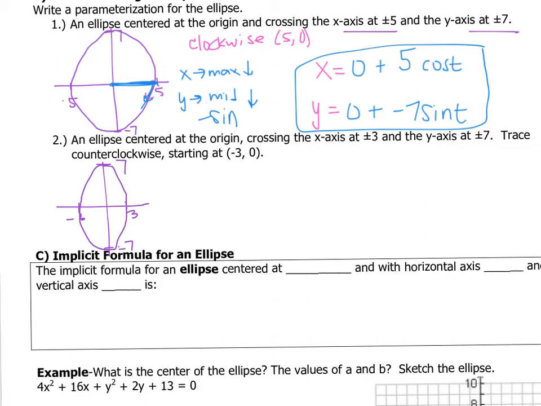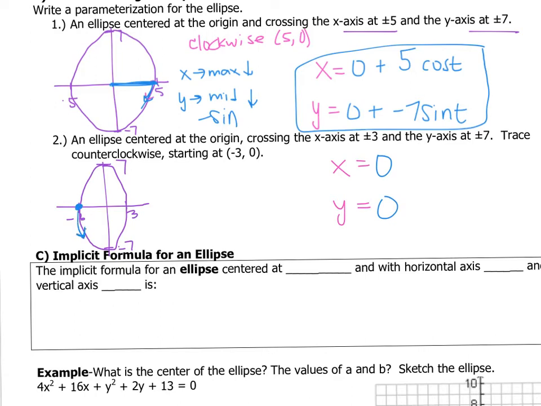So a skinny, tall one. So again, x and y for our equations. Again, since the center is on the origin, these are both 0 and 0. Okay, for this one, it says that we are tracing counterclockwise, starting at -3, 0. So I'm starting here at -3, 0, going counterclockwise.